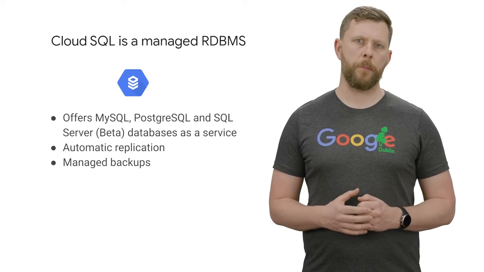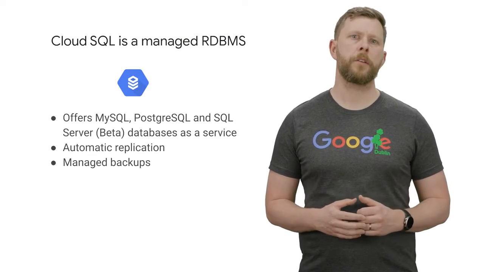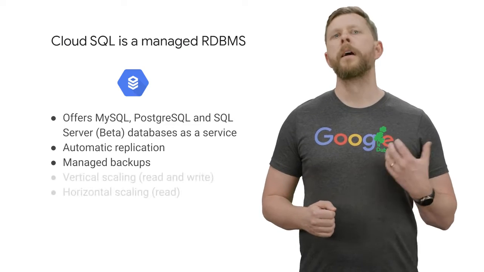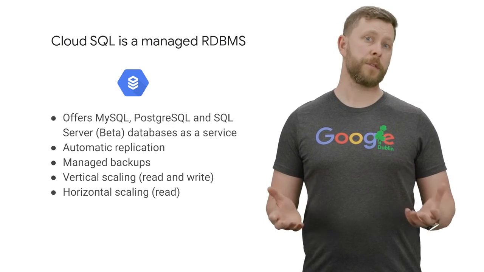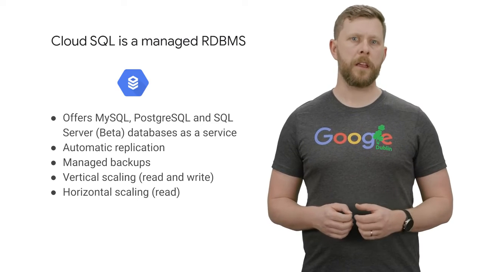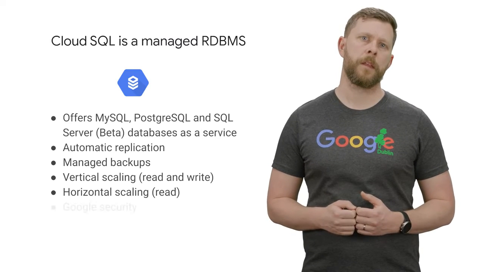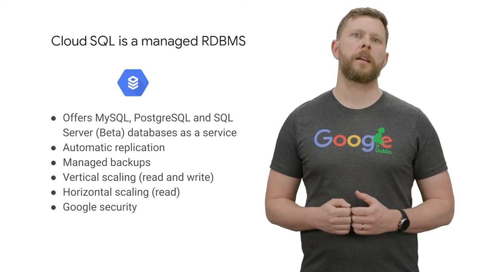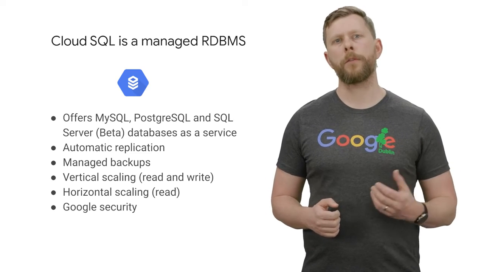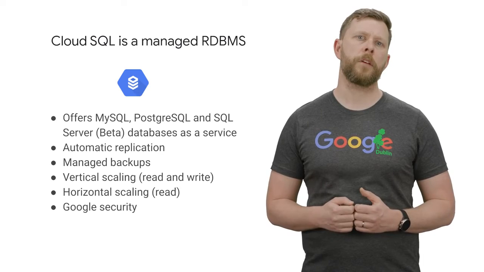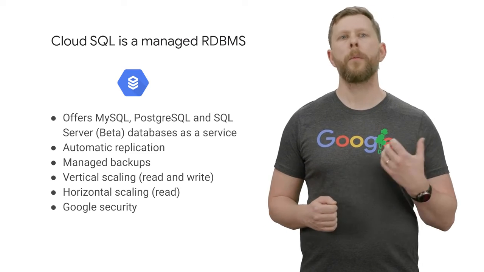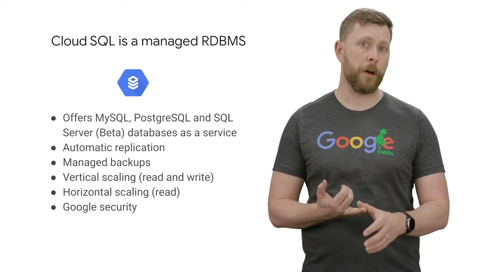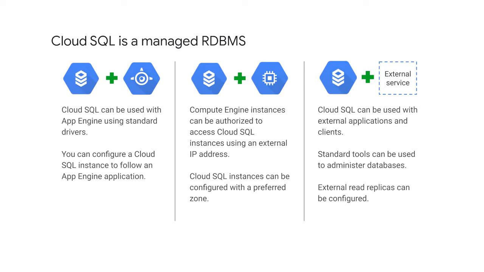Cloud SQL also helps you back up your data with either on-demand or scheduled backups. It can also scale both vertically by changing machine type and horizontally via read replicas. From a security perspective, Cloud SQL instances include network firewalls, and customer data is encrypted when on Google's internal networks and when stored in database tables, temporary files, and backups.